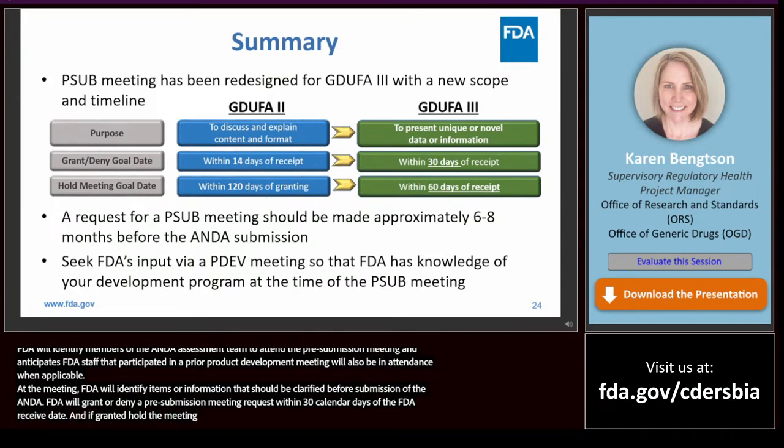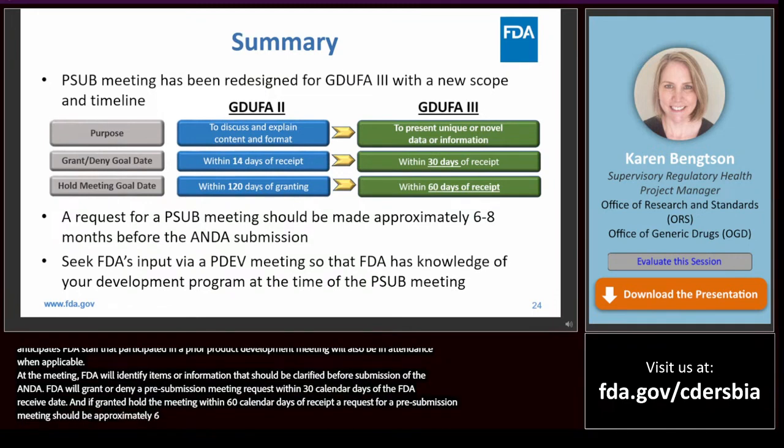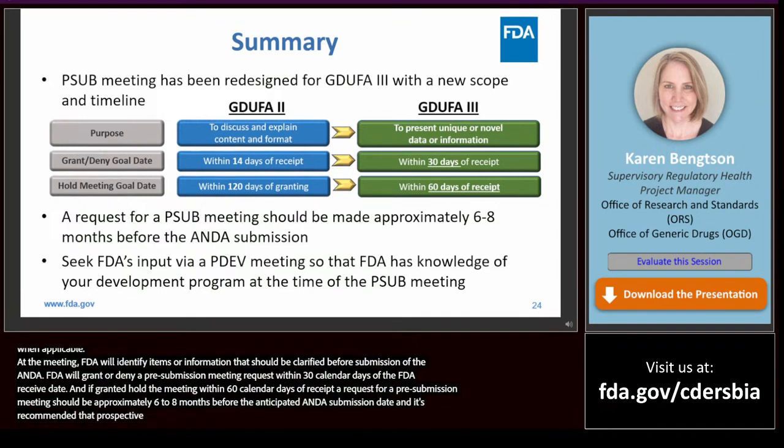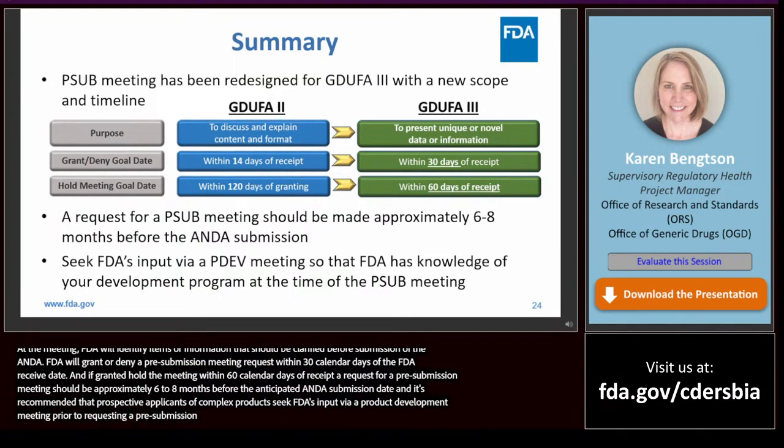A request for a pre-submission meeting should be approximately 6 to 8 months before the anticipated ANDA submission date, and it's recommended that prospective applicants of complex products seek FDA's input via a product development meeting prior to requesting a pre-submission meeting so that FDA has knowledge of your development program at the time of the pre-submission meeting.